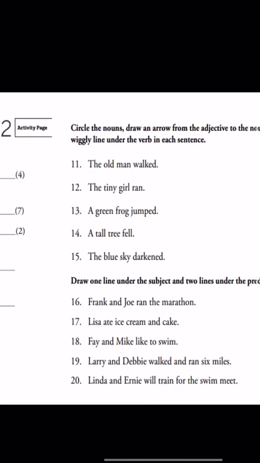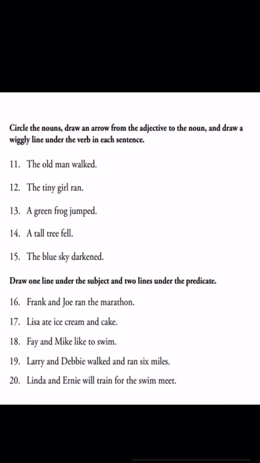Okay, your next page. You're circling the nouns and then drawing an arrow from the adjective to the noun. And then you're drawing a wiggly line under the verb in each sentence. So that's a lot of steps. Okay, start off with the noun. Let's look at number 11. What's the noun in that sentence?